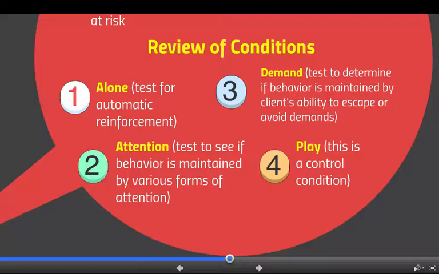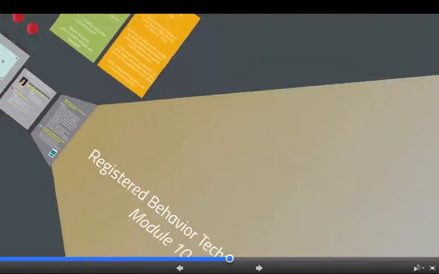This is the base level of a functional analysis. This involves systematic manipulations, and this involves arranging consequences and arranging them in such a way that allows us to make a determination as to whether the behavior is occurring for these various reasons: for socially mediated positive reinforcement, socially mediated negative reinforcement, or for automatic reinforcement. That's what we're trying to determine in the functional analysis process.